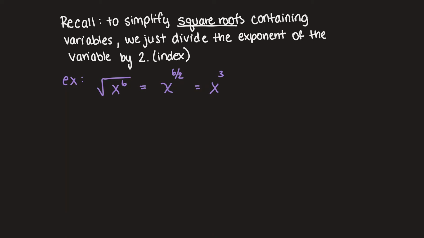If the exponent is not divisible by the index, we can write it so one of its factors is. So for example, the square root of x to the 7th has an odd exponent, so we can rewrite x to the 7th as x to the 6th times x, and then using our product rule, we can simplify. This gives us x cubed times the square root of x.